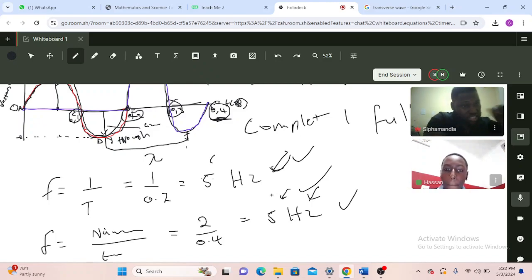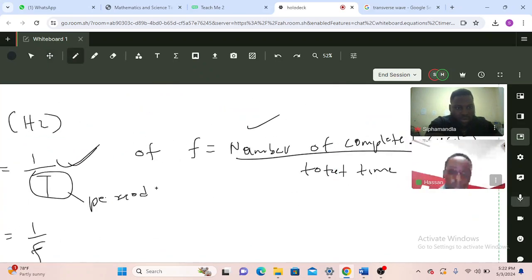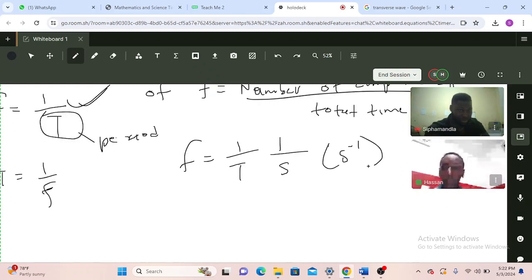Now, the last calculation that you need: when you're dealing with a transverse wave, the wave is moving, so we also need to calculate the speed of the wave. Now the unit for the frequency is hertz. But there is another unit for frequency, because the frequency is 1 over T, so we are dividing by time, which is measured in seconds. So the unit for frequency is also per second.